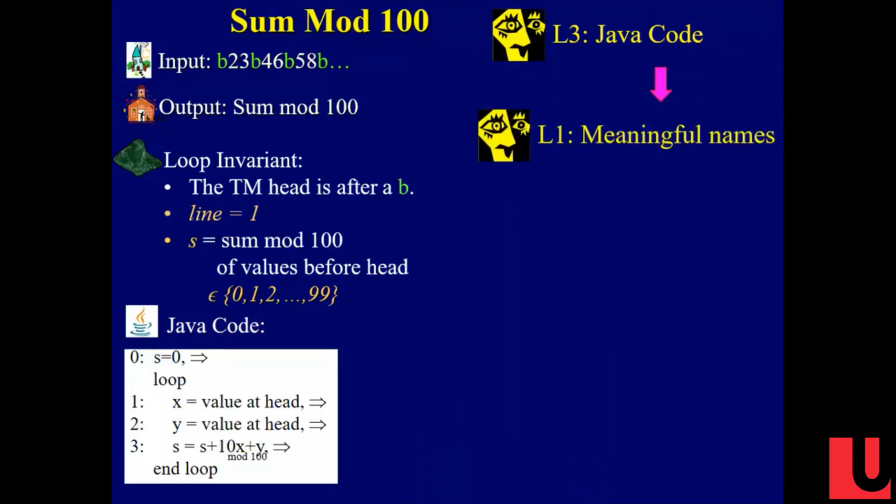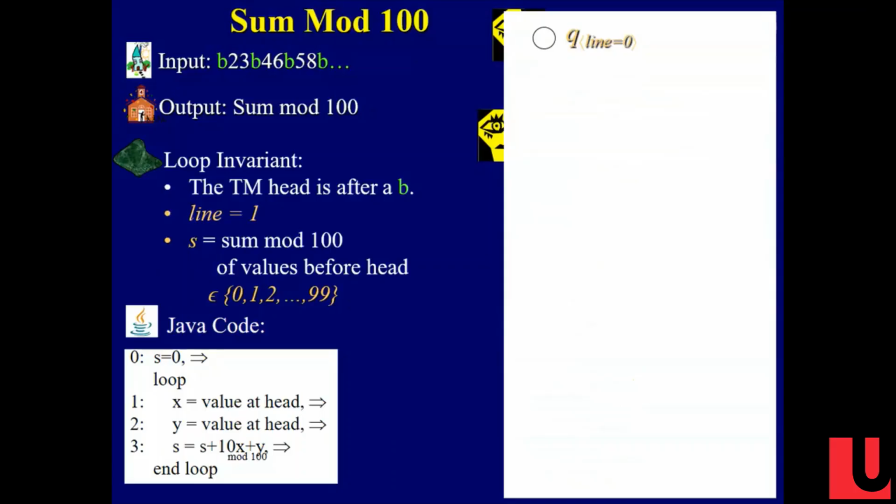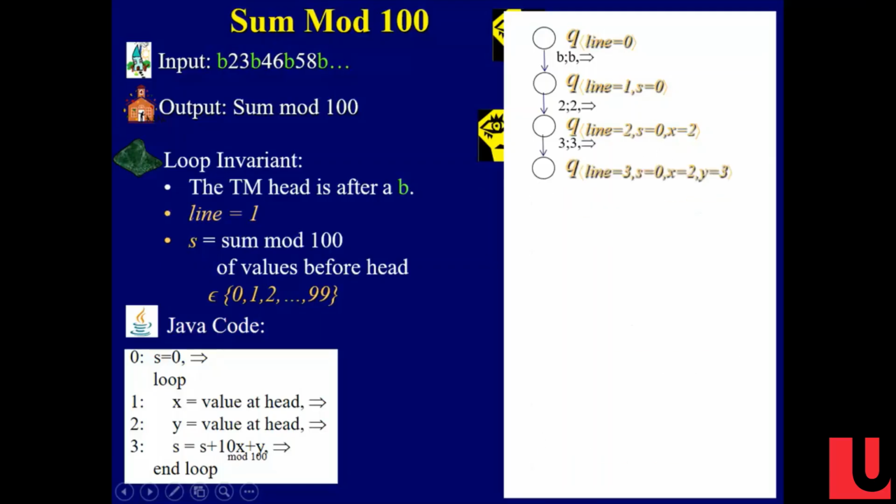So let's try meaningful names. Right now I can say, well, I'm on line 0. I move the head, right? Now I'm on line 1 and S is 1. I have some meaningful names, right? And then when I take another step, now I have the value for X, right? And now I have the value for Y. And now I do the sum. Right? I'm back to line 1.